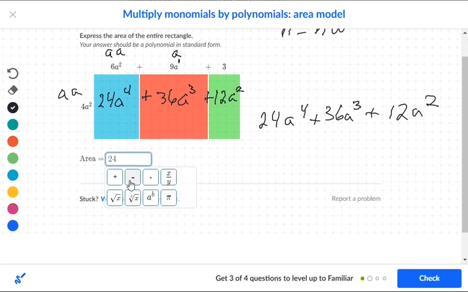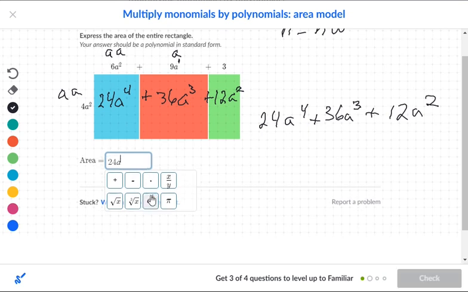So I want to go 24a, then press my exponent key, which is 4, and then press my plus sign. Oh, now I got to press my space bar. If I don't, I continue on top, and you don't want that. So press your space bar, brings everything down. So far I have 24a to the 4th plus 36, then the letter a, and we need the exponent key. Take it to the 3rd power. Press your space bar. Okay, we need our plus sign. This is 12, the letter a, and then our exponent is 2. So we have 24a to the 4th plus 36a to the 3rd plus 12a to the 2nd.